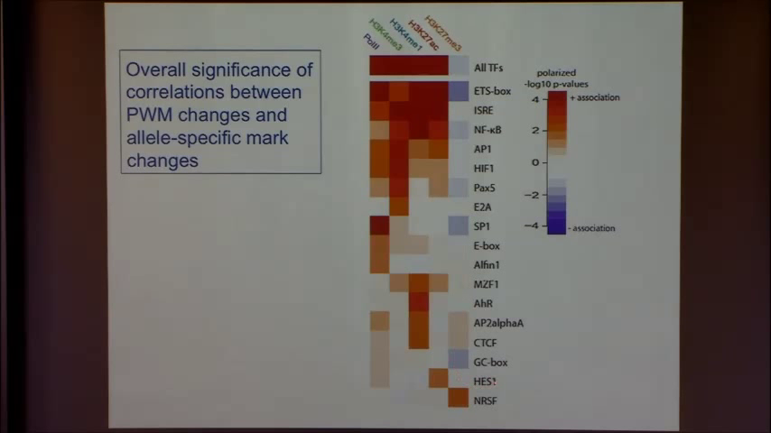There's one exception that we identified in the data, which is NRSF. And NRSF is a well-known repressive factor that's associated with the polycomb repressive complex, and polycomb repressive complex is important for laying down this K27 trimethylation, and you can see that this has a very different pattern from all of the other transcription factors for which we found signals in these data.